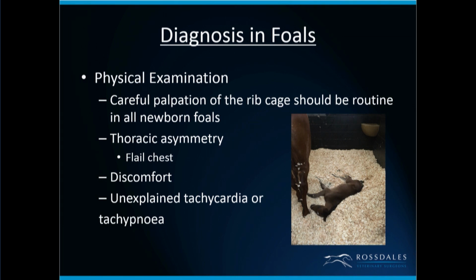Palpation of the rib cage doesn't tend to be very accurate, and you can often miss them. So if we're worried for whatever reason, we'll follow it up with further imaging. Other things you can see on physical exam will be some sort of thoracic asymmetry. We see flail chest sometimes in foals that have multiple rib fractures, and other signs can be signs of discomfort. There can be numerous causes in foals, but sometimes rib fractures can be quite a common cause.